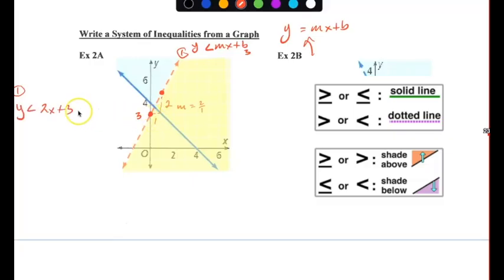If I start at 3, my y-intercept, my slope is 2 over 1, up 2. And then it is shaded below, and then no inequality.